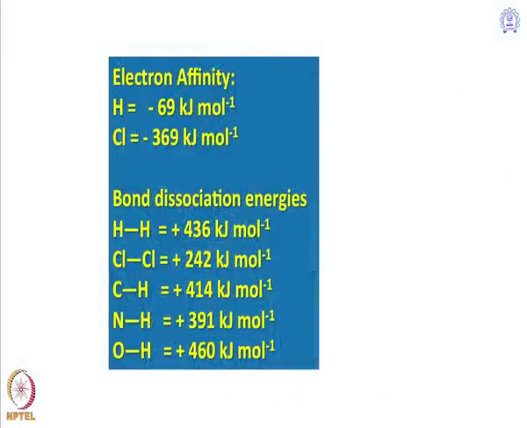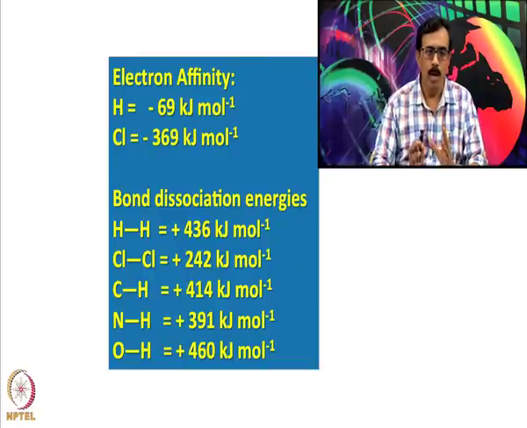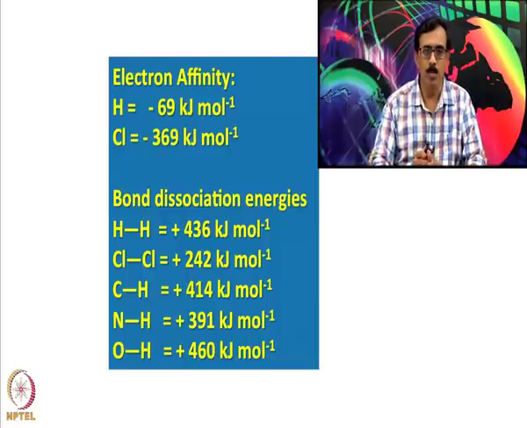Just for your information, I am showing some values of electron affinity and bond dissociation energies. You can see clearly the H-H bond dissociation energy, as I said, is 436 kilojoules per mole. Chlorine bond dissociation energy is 242 kilojoules per mole, and C-H bond dissociation energy is 414 kilojoules per mole. I am just comparing the diatomic molecules having single bond, and C-H bond energy comes very close to hydrogen bond energy, that is about 414 kilojoules per mole.